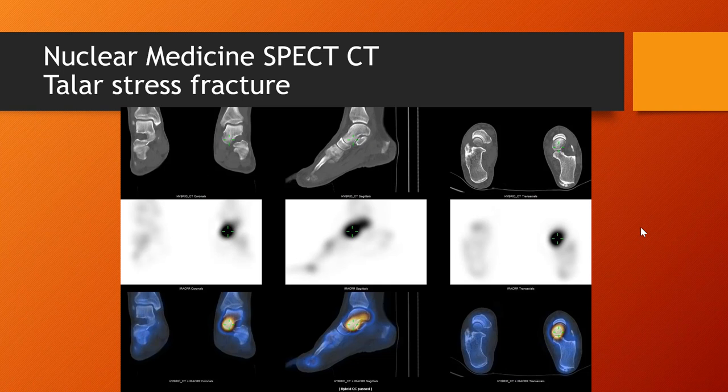This is a nuclear medicine SPECT CT, just to show another stress fracture. In this case, probably one that we wouldn't be good at detecting on ultrasound, and it's isolated to the talus within the foot.